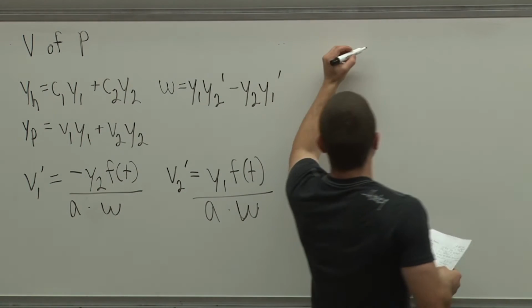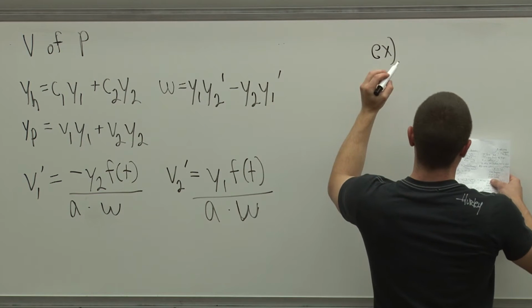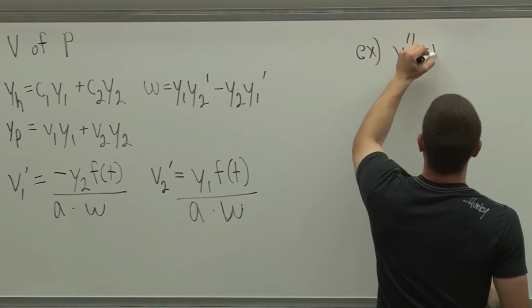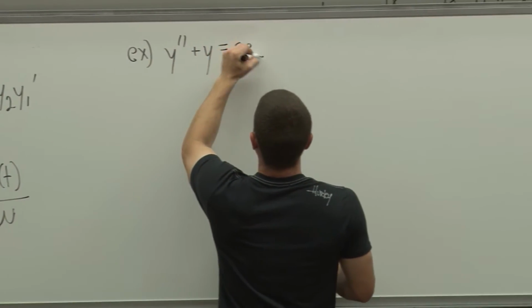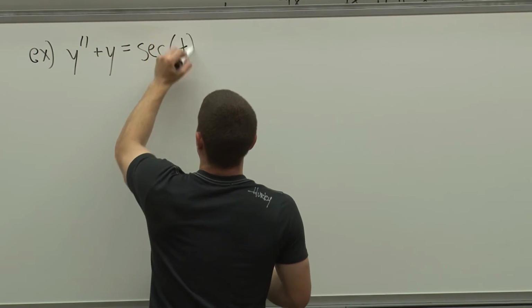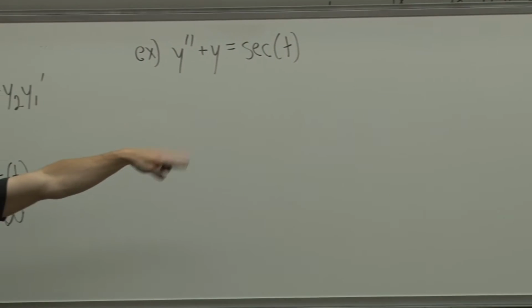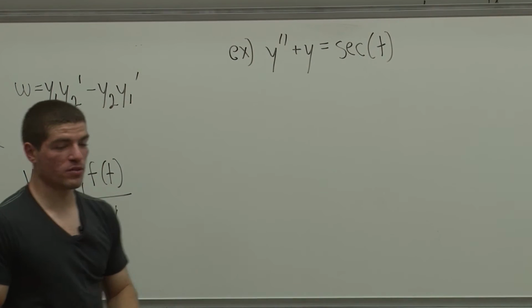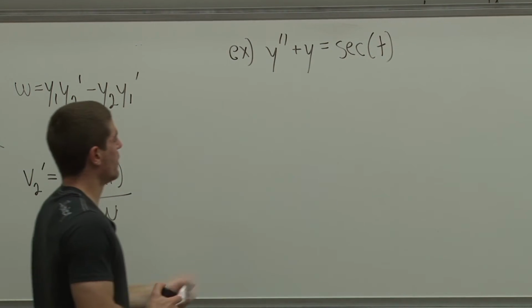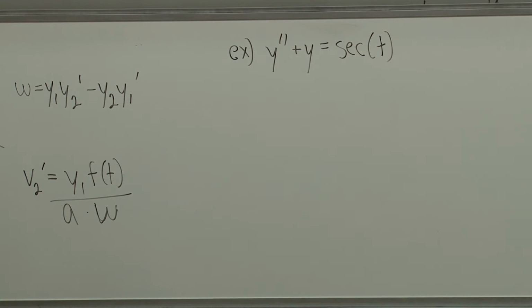All right. So for example, y double prime plus y equals secant of t. The first thing to look for is, can we use undetermined coefficients? No, we can't. Why? It's a secant, 1 over cosine. It just doesn't work. Secants, ln's, and other weird functions that aren't on the chart over there, you would use variation of parameters. All right, so our first step, as always, is to find the homogeneous equation.